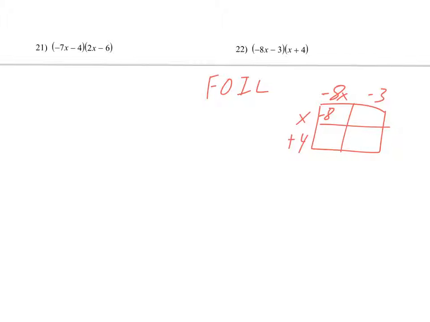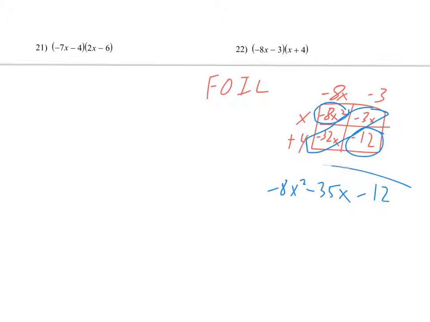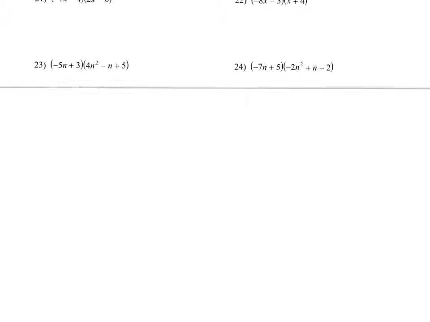So this one will be negative 8x to the second power. And then this one will be negative 3x, and then negative 32x, and then negative 12. So then I have this one right here as negative 8x squared. I combine these two in this case, and in most cases, and that's negative 35x, and then I have the minus 12.